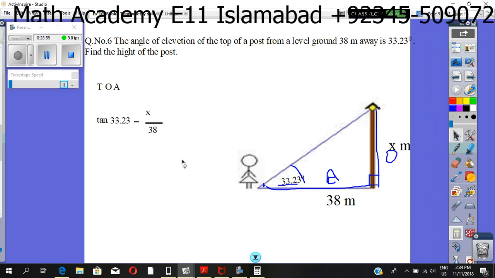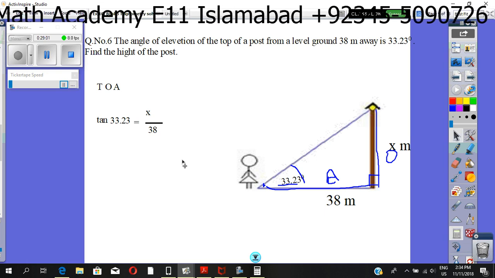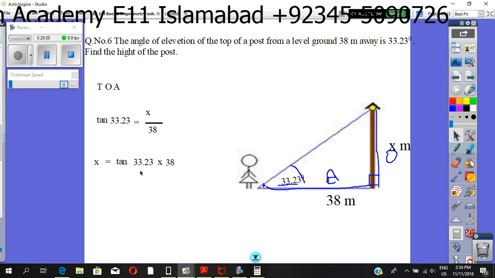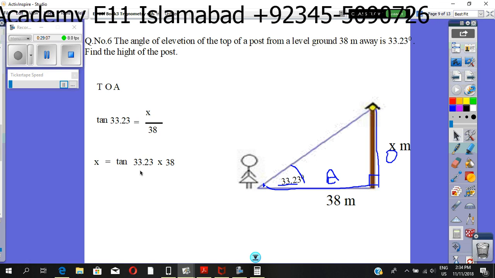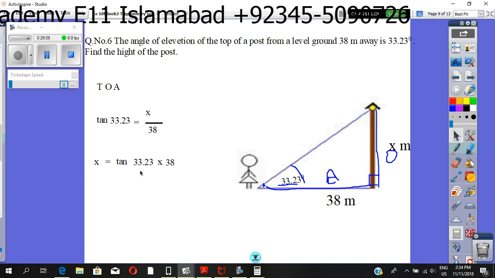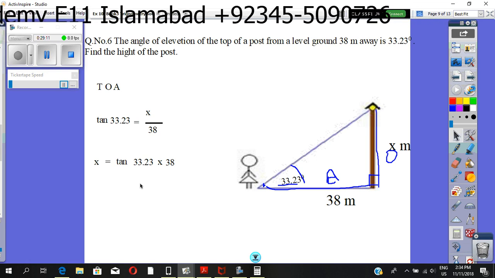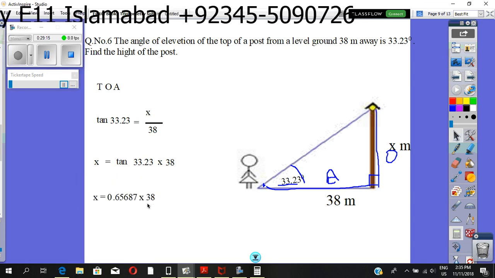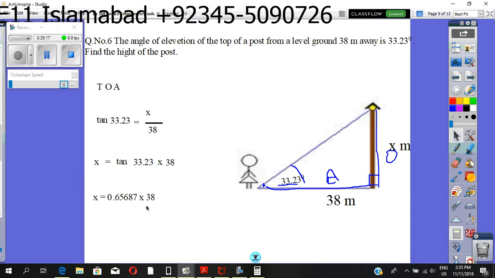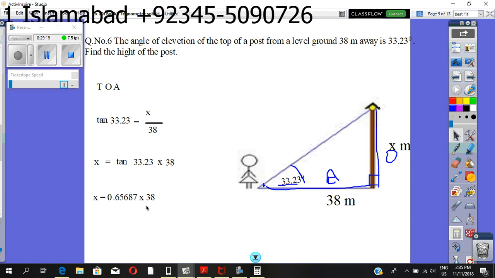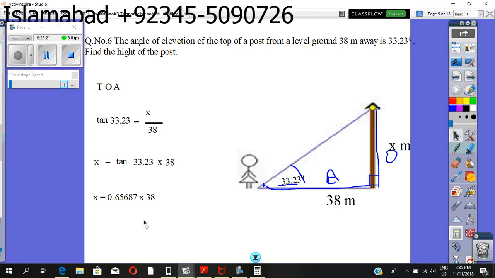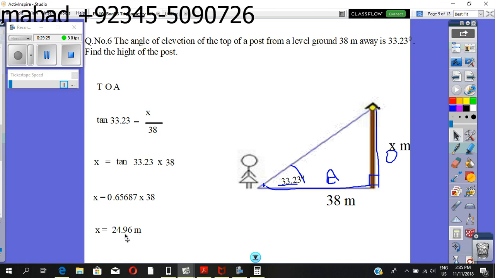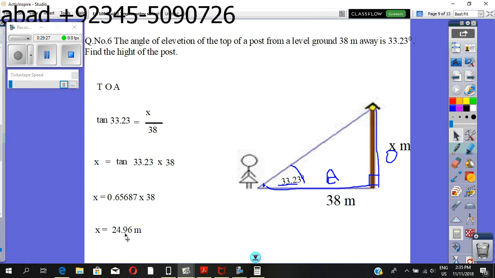Then we apply it: tan 33.23 times 38 gives us... tan 33 is 0.65687 up to 5 decimal places, and when we multiply it, it gives us 24.96.